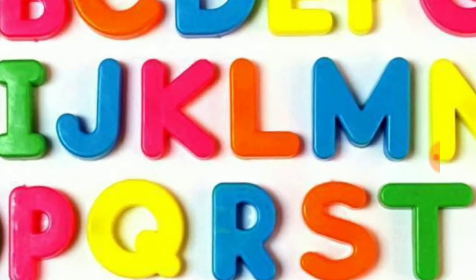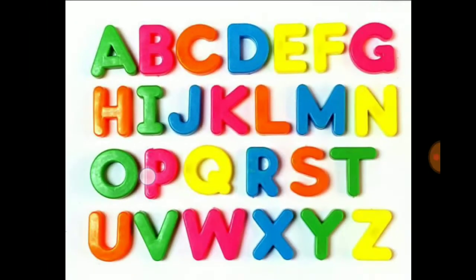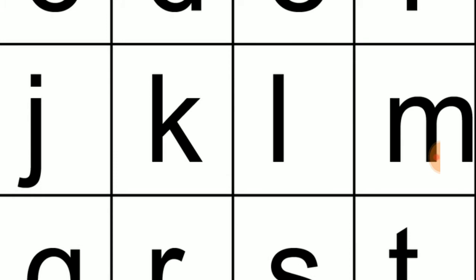Now, L. So what you want to do is draw a straight line that goes up and down. Then at the bottom of that line, draw a line that goes left and right. And there you have your uppercase L. Now, lowercase l is not that hard. It's just a straight line up and down.